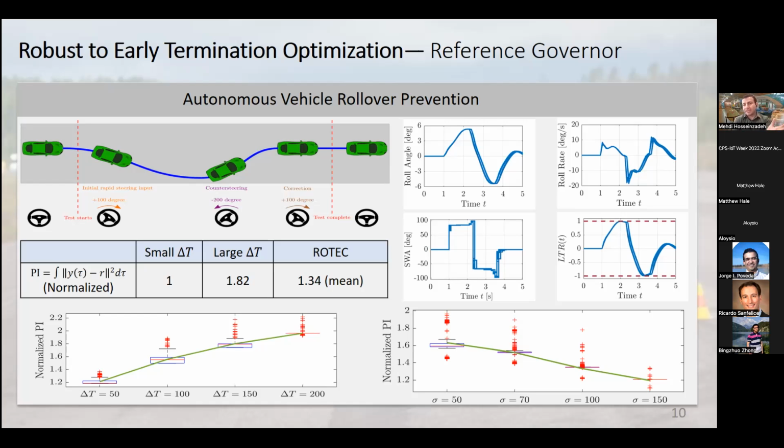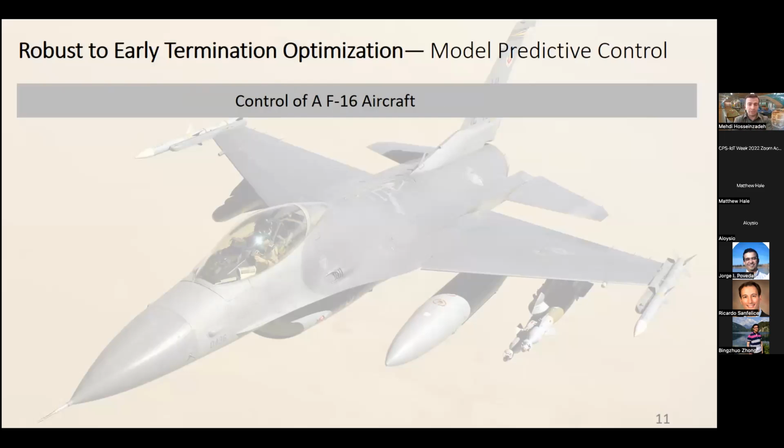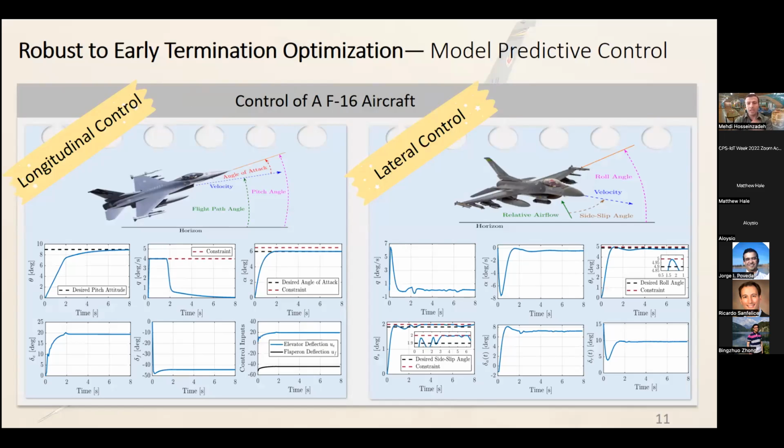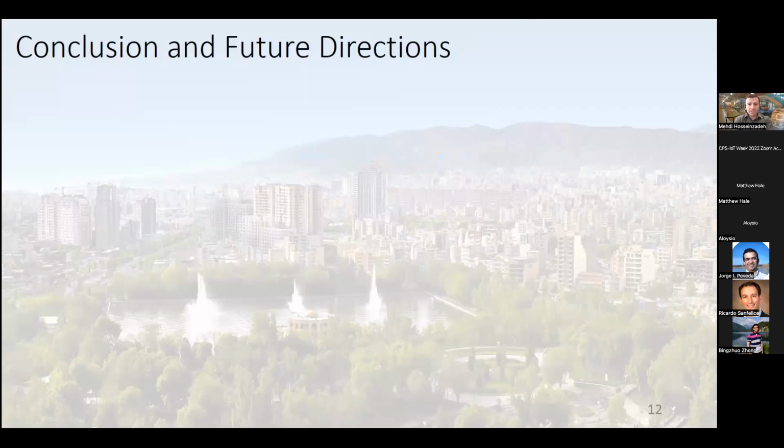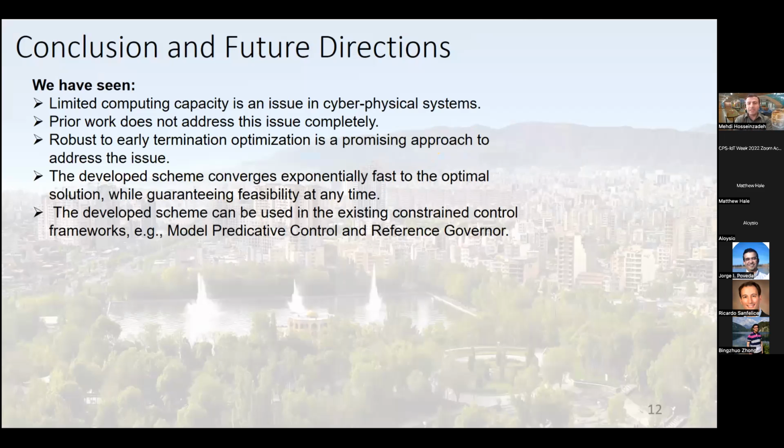We also considered this scheme in a model predictive framework, and we studied its effectiveness on an F-16 aircraft. We assumed that there is a processor which should take care of longitudinal and lateral control. And here you can see the results: we can guarantee constraint satisfaction at all times with a small degradation in the control performance.